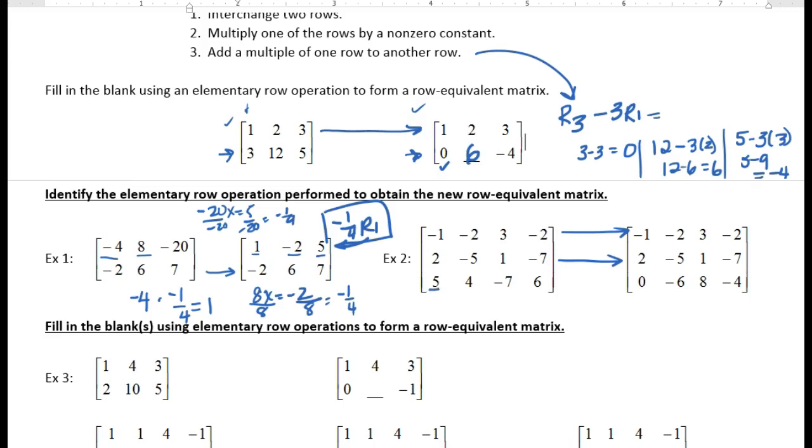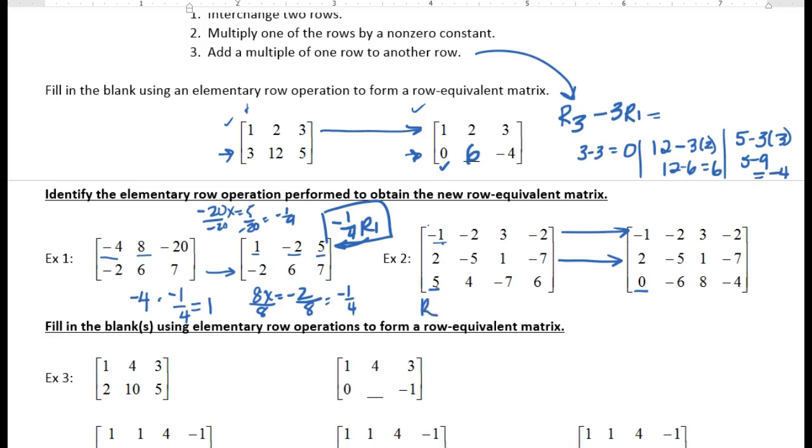I went from a 5 to a 0. I can't multiply through by 0. I didn't just flip rows, so I had to have added a multiple of one row to another. So let's think about this. The easiest multiplier is a 1. So if I multiply that first row by 5, I would end up with a negative 5 here. Negative 5 plus 5 gives me 0.